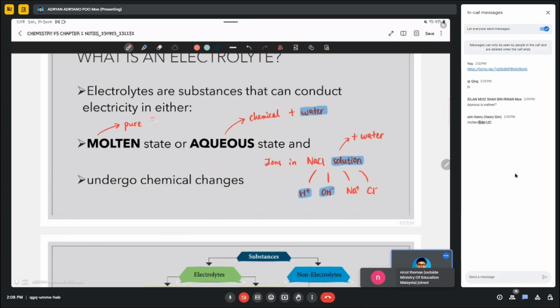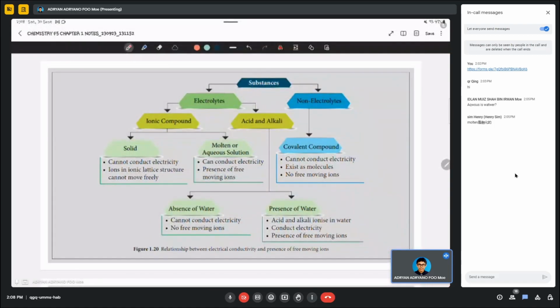I only melt it. Okay. So for substances, there are two types: electrolytes and non-electrolytes. Let's look at non-electrolytes first. Since we know electrolyte means it can conduct electricity, non-electrolyte means they cannot conduct electricity. And then you need to explain why. You must learn to explain why. How to explain? Look at the one below.